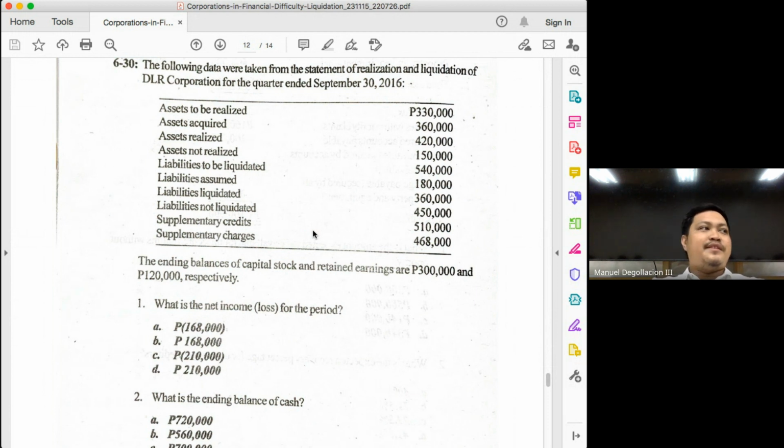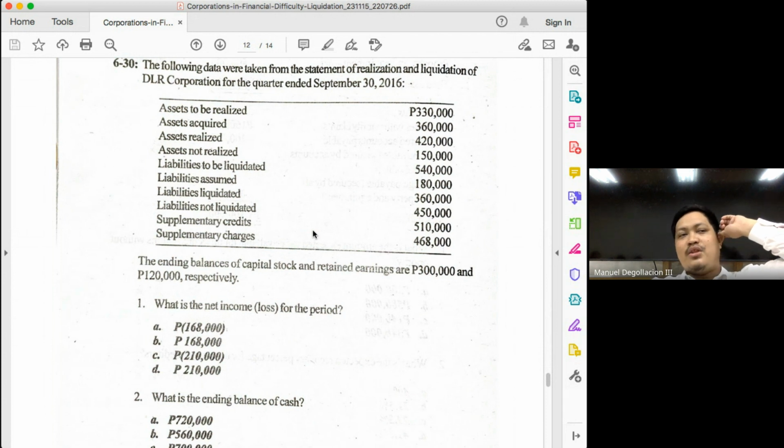Liabilities liquidated. What does this mean? These are the liabilities that are already settled. Okay, and what happens to liabilities that are settled? They will have to be derecognized. And where can you see the recognition of your liabilities? Will it be found in the debit or the credit side? Debit. Okay, when you pay off a liability, the liability will be debited. Then the liability is not liquidated. I hope it makes sense to you now, class.